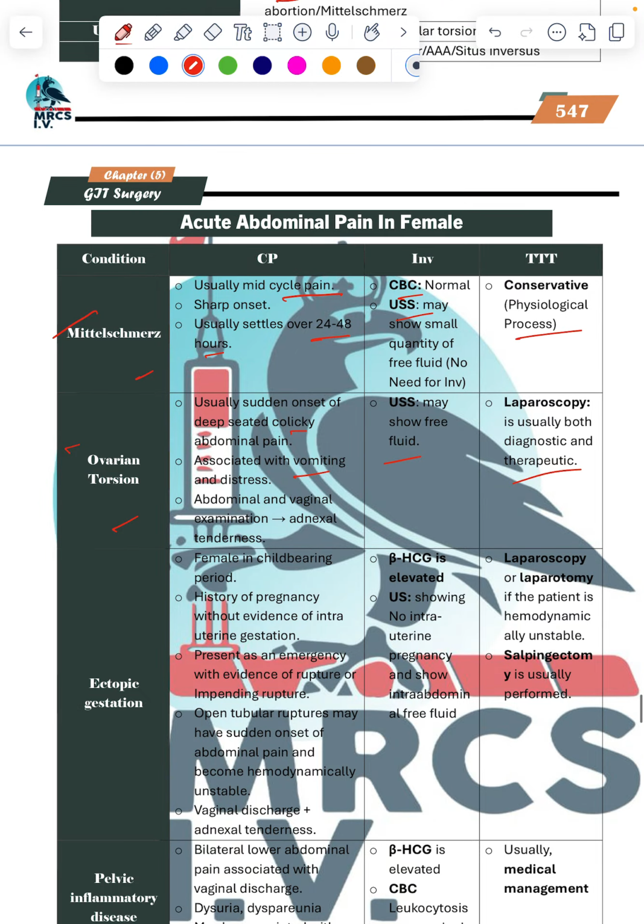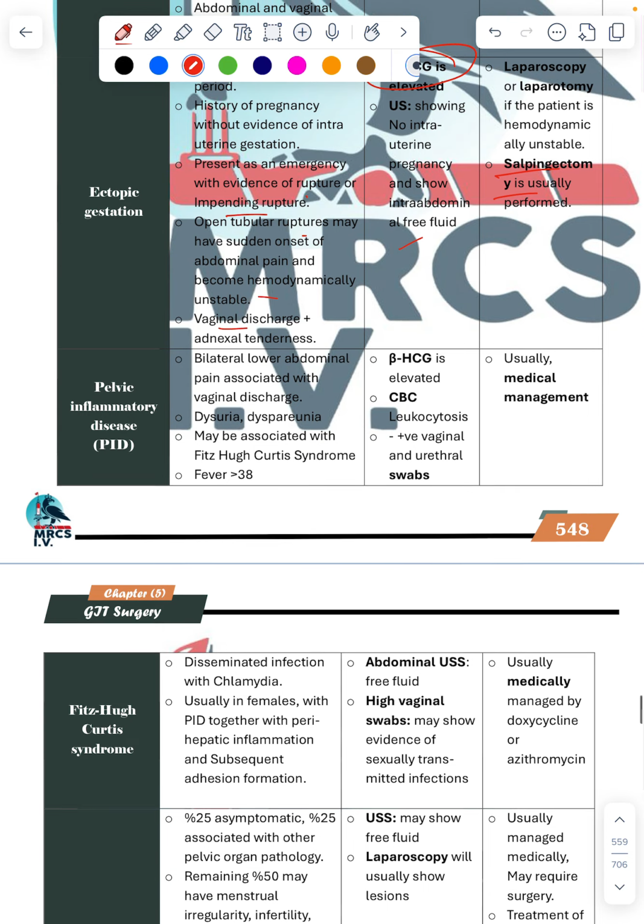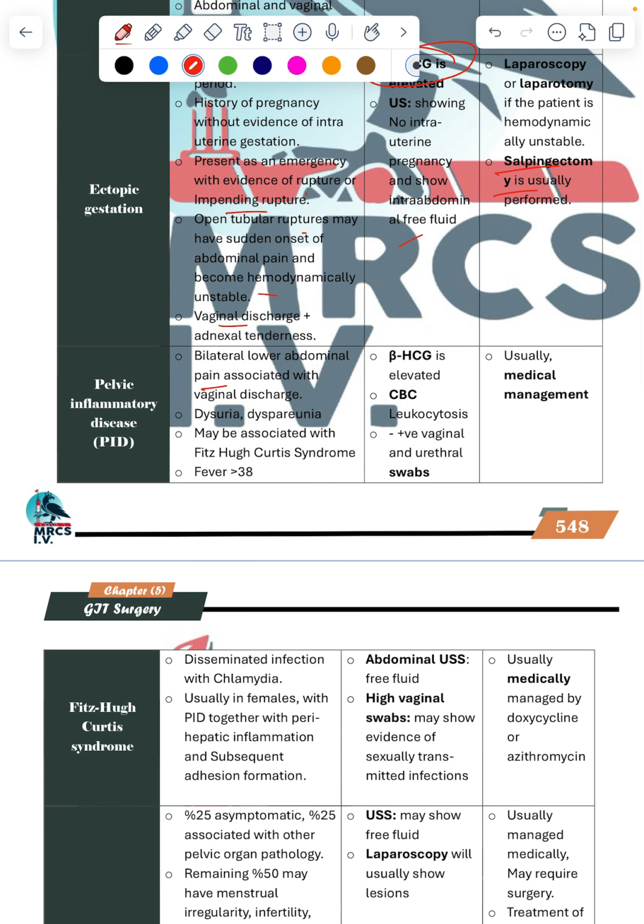Ectopic gestation: a history of pregnancy has to be there, in childbearing age, and patients present as an emergency with impending rupture or rupture. With open tubal rupture there is sudden onset abdominal pain and vaginal discharge, beta HCG is elevated, and USG shows no intrauterine pregnancy. Laparoscopy or laparotomy has to be done, and salpingotomy is usually needed. Pelvic inflammatory disease is inflammation with lower abdominal pain, vaginal discharge, and dysuria. Beta HCG is negative, CBC shows increased white cell count, and medical treatment is the treatment.